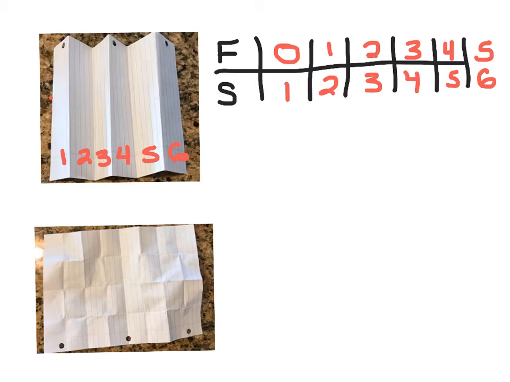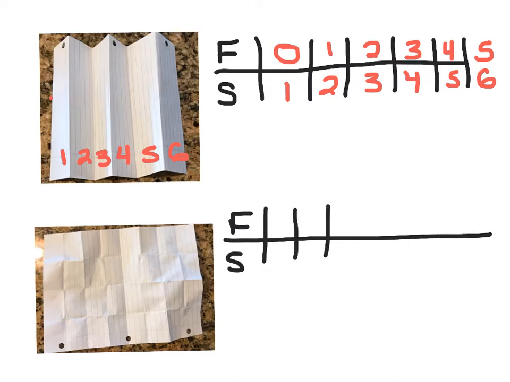Let's take a look at when we folded it in half. We have our folds and our sections. At 0 folds, again, we just had the 1 section. We had the 1 piece of paper. After our first fold, when we folded it in half, we had 2 sections. So far, it looks like our data is coming out to be the same.